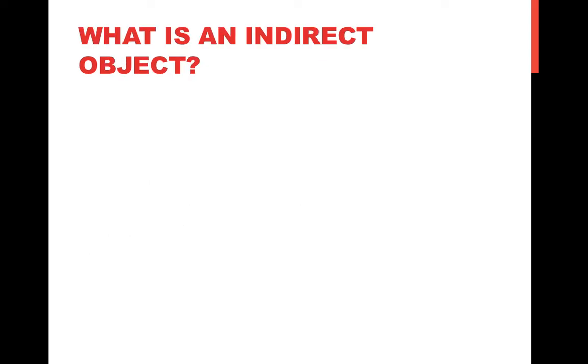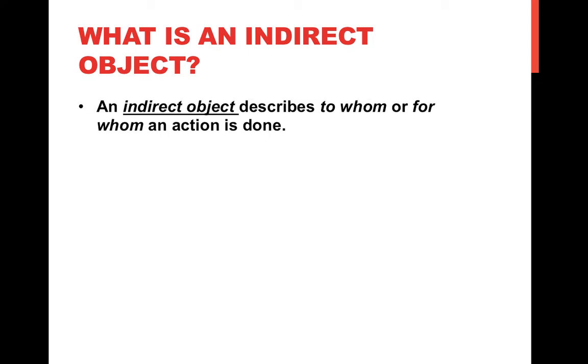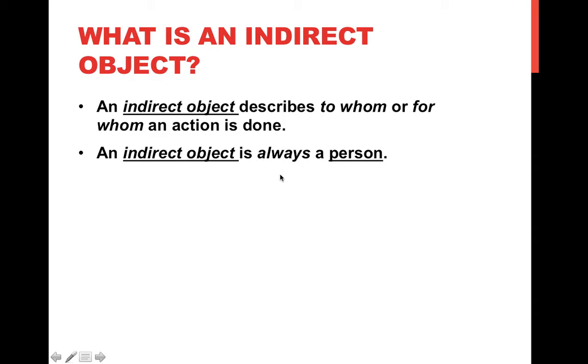So to start off, we need to know what this means in English so that you understand me when I'm talking about it in French. An indirect object describes to whom or for whom an action is done. It's almost always a person. It says always here. Be careful, there's always exceptions, but pretty much almost always it will refer to a person.